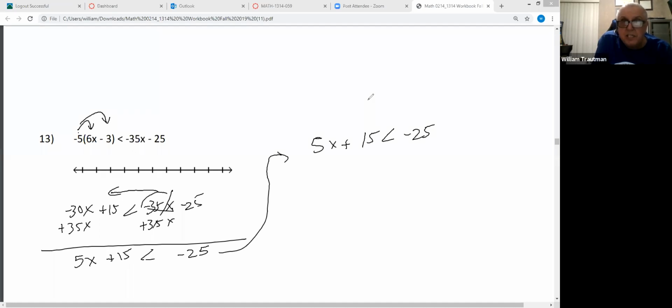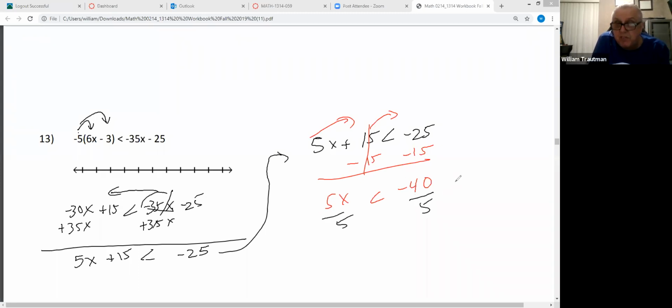Okay, I need to get the 15 to the other side and the 5. Always take the add and subtract to the other side first. Negative 40, and then divide by 5. It's a positive 5, so we're dividing by 5.